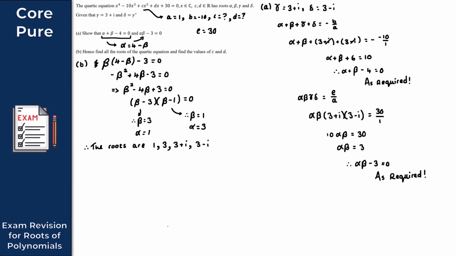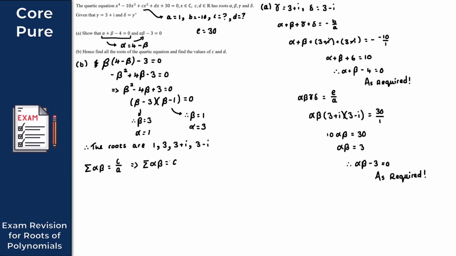Well, we're going to use our standard results. So we know that sigma alpha beta, this is equal to C over A. Now, obviously, we don't know what C is, that's what we're looking to solve for. But we do know the value of A. And we can also obtain sigma alpha beta because we know the four roots, 1, 3, 3 plus i, and 3 minus i. So obviously I don't know what C is, but I do know that A is 1. So in that case, sigma alpha beta is equal to C.